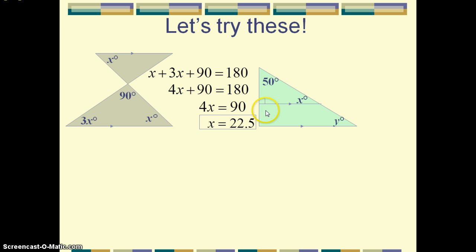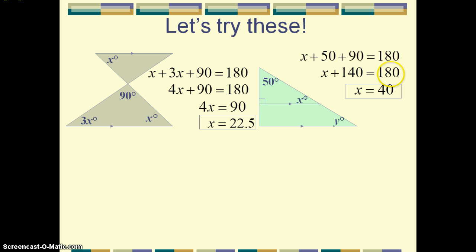Next problem. So I'm trying to find angles x and y. Well, up here I have a smaller triangle, and I can solve for x in this smaller triangle. I'm going to set up an equation: x plus 50 plus 90 is equal to 180. I know this angle is 90 because it's labeled as a right angle. I solve this equation to find that x is equal to 40.